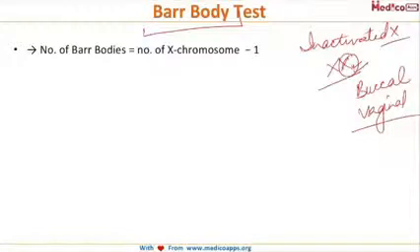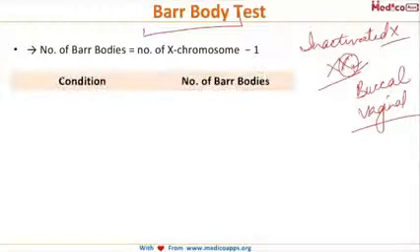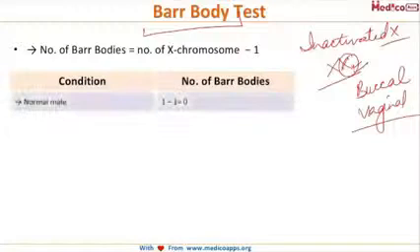So if two X chromosomes are present, one will be inactivated. Or you can understand this the other way around, that if you are able to see one Barr body in any buccal smear, that means that individual had two X chromosomes. And if you are not able to see any Barr body, that means the individual had one X chromosome. Now let us understand this by example.